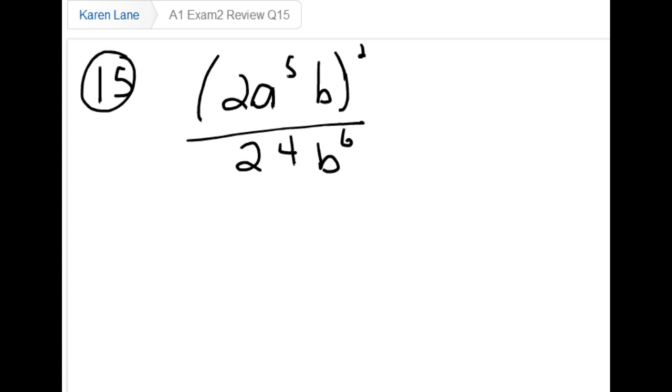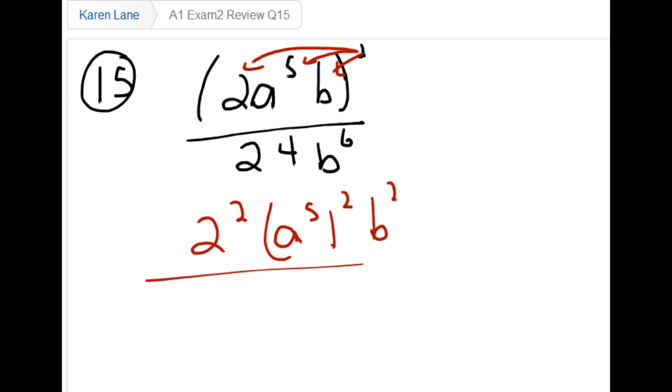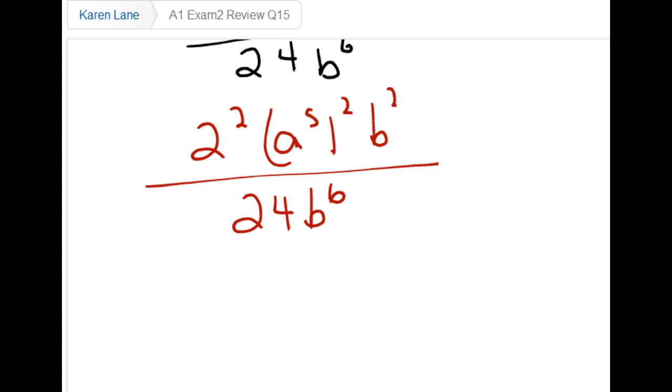Question 15. Simplify 2a to the 5th b, all raised to the 2nd power, divided by 24b to the 6th. Okay, the first thing I want to do is distribute this outside 2. So that's going to be 2 squared, a to the 5th squared, b squared. And we haven't done anything to the bottom of the fraction, so it just stays the same. So now remember that when you have a power raised to a power, that's when you multiply.